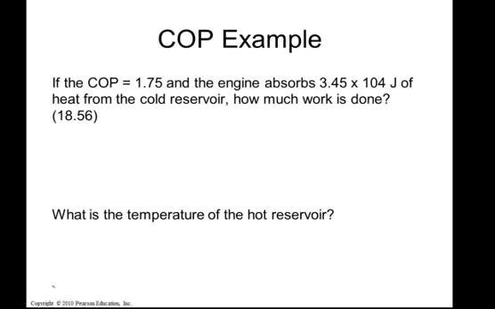So in this case, this is an example, I have the coefficient of performance of 1.75, and the engine absorbs 3.45 times 10 to the 4th joules of heat from the cold reservoir. And we want to know the amount of work that's done. So Q cold is 3.45 times 10 to the 4th joules. And we're asked to find the work, and my coefficient of performance is 1.75.